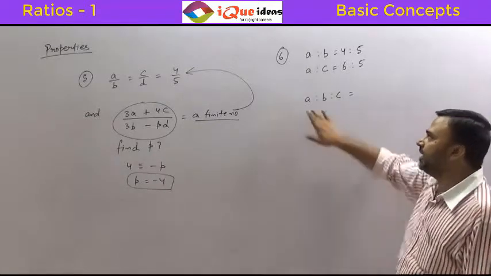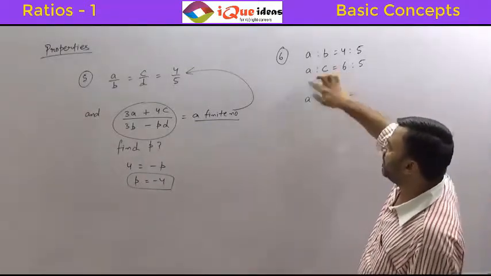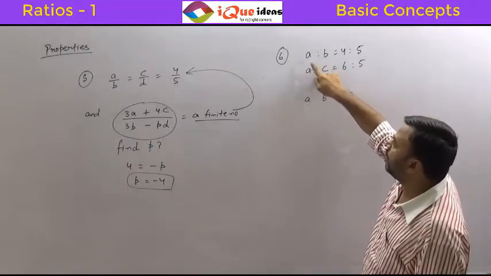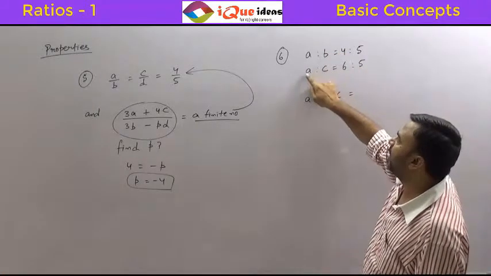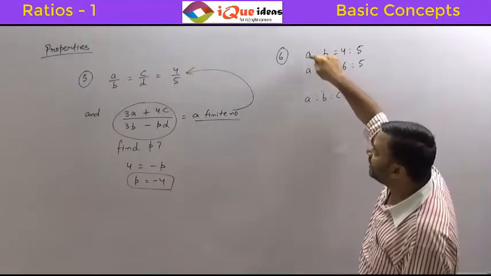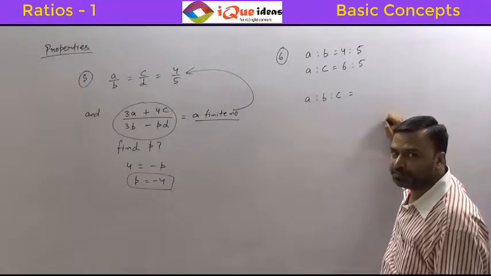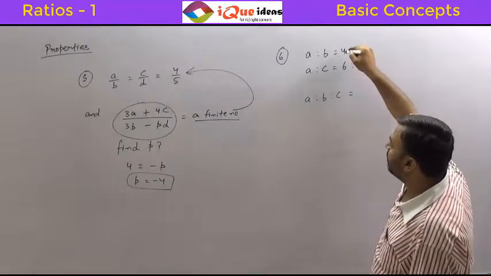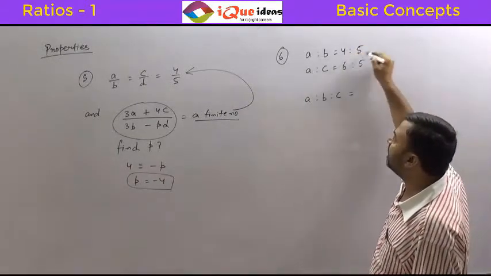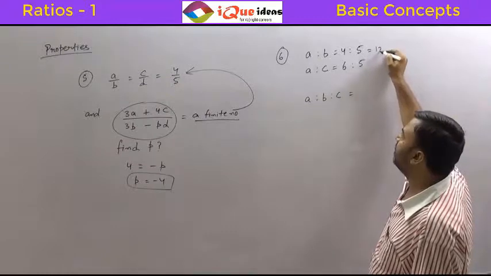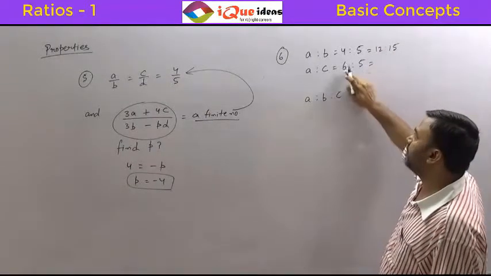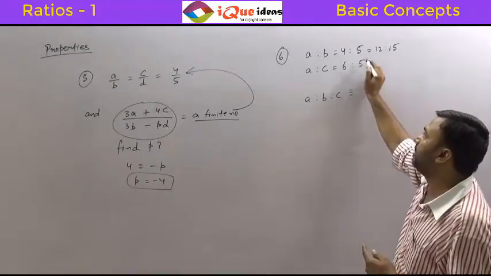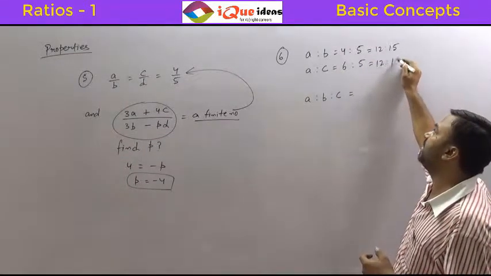To combine, we need to identify the unknown number which is common to the ratios. Now here a is the common number. Look at the values corresponding to a. It is 4 here and 6 here. Make the values of a same in both the ratios. Right? Now LCM of 4 and 6 is 12. So to make 4 into 12, we'll have to multiply this whole thing by 3. Right? So this will become 12 is to 15. Similarly, if you want to make the 6 into 12, you'll have to multiply by 2. But you can't multiply 6 alone. You'll have to multiply this whole thing by 2. So it becomes 12 is to 10.